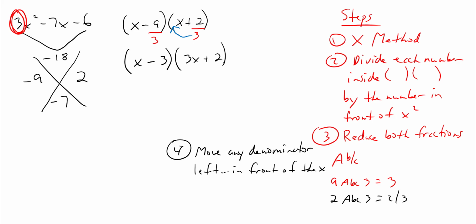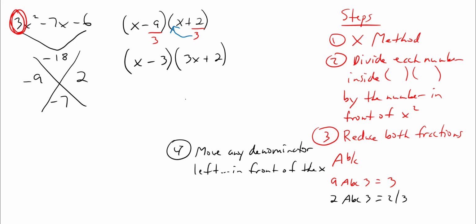The second step is you divide each of those numbers inside the parenthesis by the number in front of the x squared. The third is you reduce your fraction using your ABC button on your calculator. And then the fourth is move any denominator, which was a 3, move it left in front of the x. Okay, and then you're done. So my answer is x minus 3, 3x plus 2.